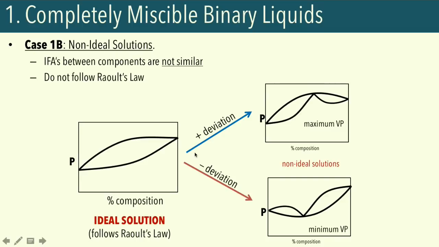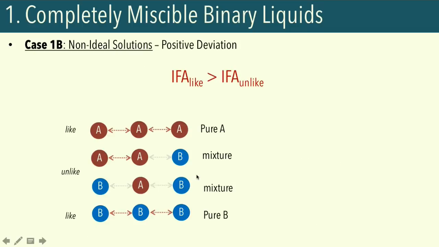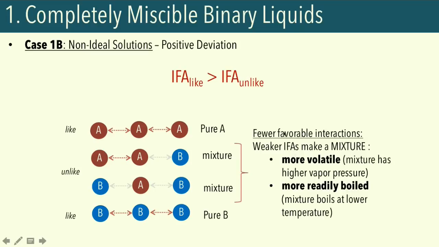Let's investigate when we have a positive versus a negative deviation. If you have a positive deviation, this implies that the intermolecular forces of attraction between the like particles are greater than the intermolecular forces of attraction between the unlike. So for a positive deviation, the interactions between the pure components are more favorable than the interactions in the mixture. In the mixture, the intermolecular forces of attraction aren't that favorable, right? They're not as strong. Therefore, the mixture becomes more volatile. This implies that the mixture is going to have a higher vapor pressure, and that it is going to be more readily boiled.